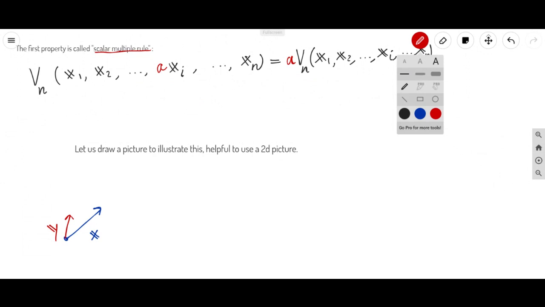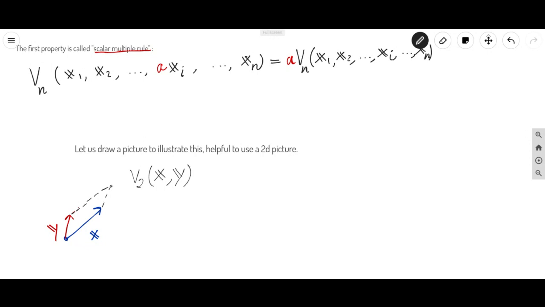And when you calculate the oriented volume, you're going to be calculating the volume of that. That's going to be your volume. And that's what happens when you do V2 of x comma y. That's your oriented volume. So in this case, this is going to be a positive area, because here the picture orientation is that this is going to be positive.